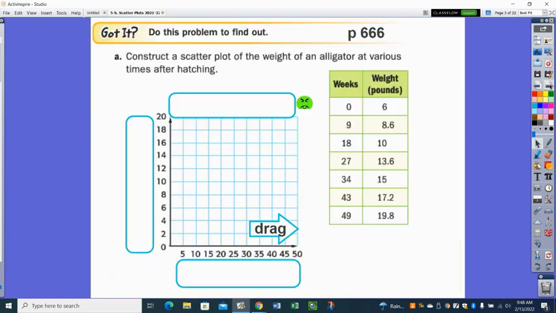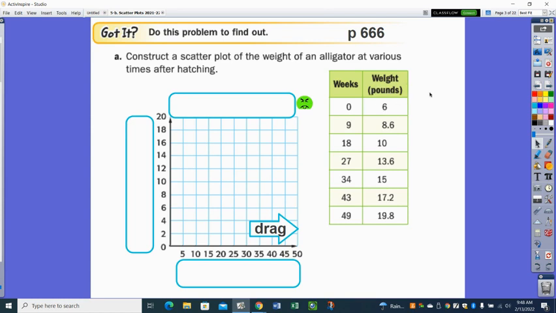So what I want to do is let's first start by constructing our own. So on page 666, you're going to construct a scatter plot, and it's going to be the weight of an alligator at various times after hatching. So you have an alligator that hatched at the zoo, and they're trying to keep track of what's going on with this alligator's weight. Now notice we have weeks, 0, 9, 18, 27, 34. Don't quite make it up to a year old because that would have been 52 weeks, okay? And then they're weighing the alligator, and they're keeping data as to what weight it is in pounds.